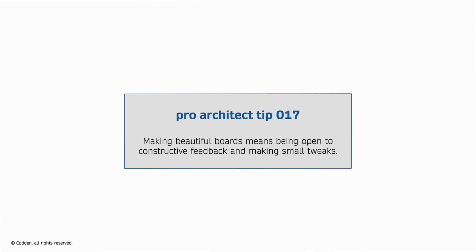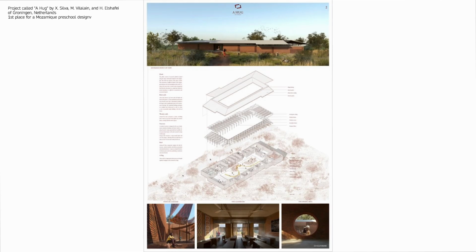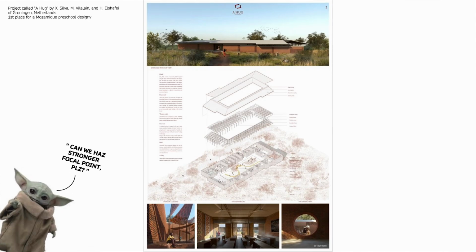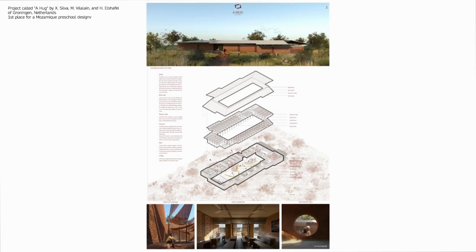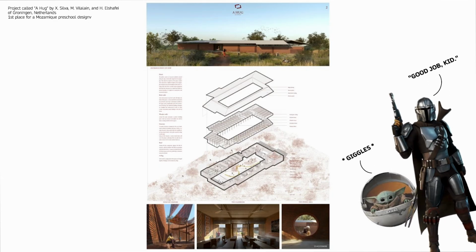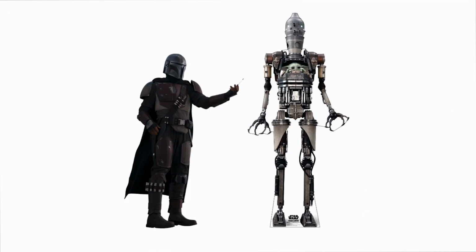Beautiful north arrow that I just wanted to show you at the end. So making beautiful boards means being open to constructive feedback and making small tweaks. So we'll have our boy Grogu step in here, and he says, "Can we have stronger focal point, please?" And do you see how Grogu added a stronger focal point? Because personally, it felt like the middle of the board was lacking a lot, and the lines were just too thin. So he played around. And you can see here, Mandalorian Mando says, "Good job, kid." And then Grogu giggles. But we're not done yet.